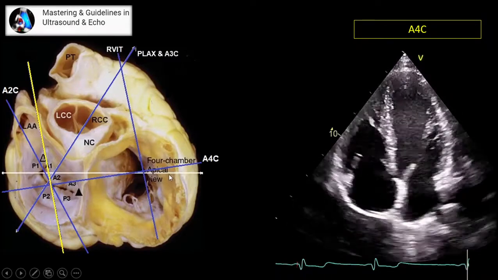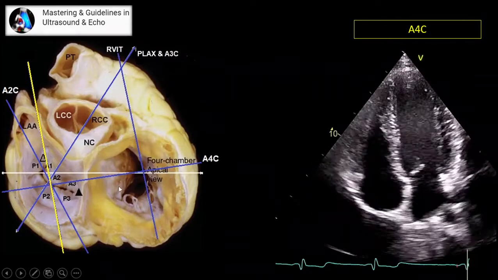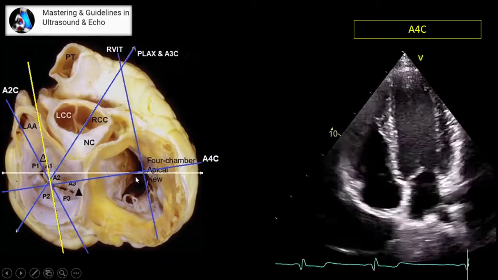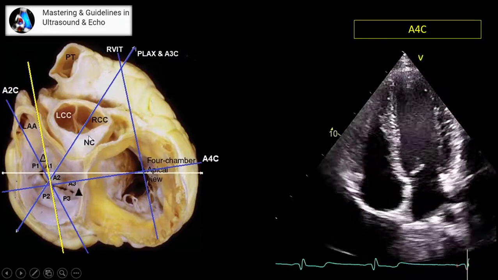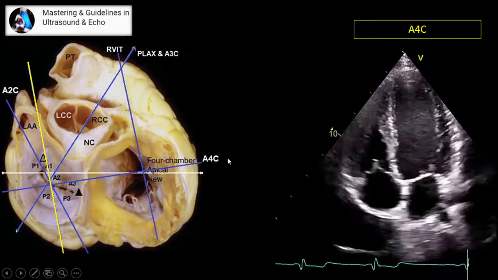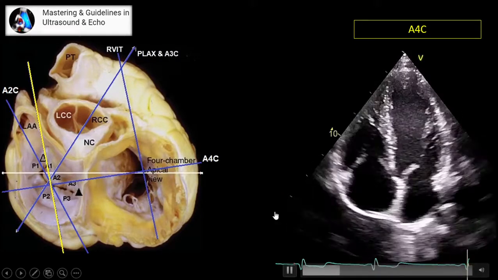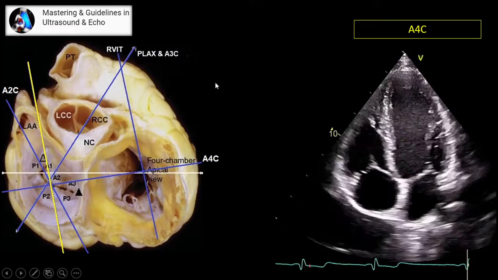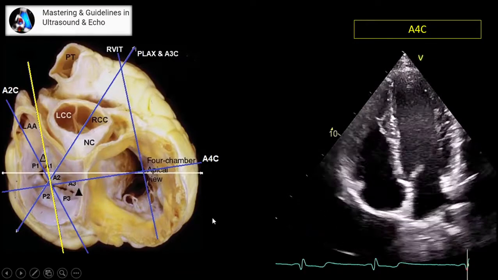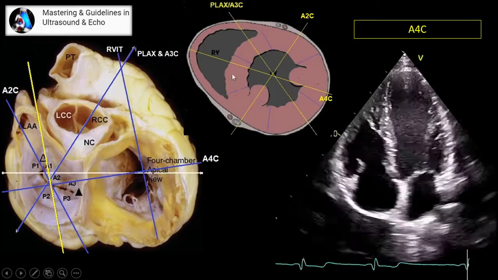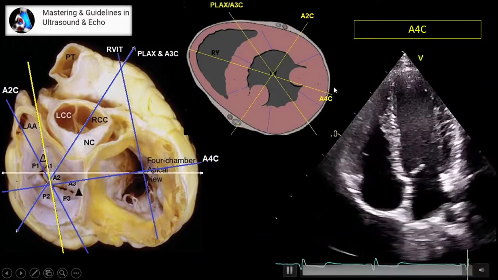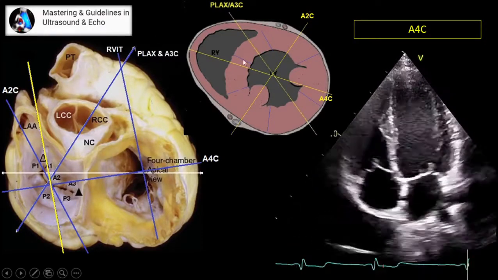So that is the reason you always have to remember exactly how our plane passes through the structure and what the structure exactly can be. About the walls here in the apical four-chamber view, the sound sector passes through this line.